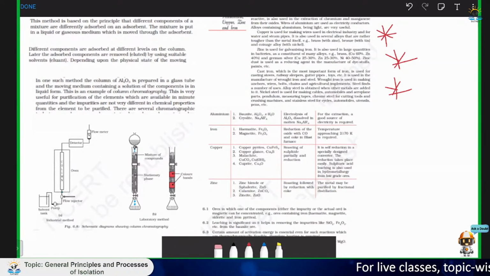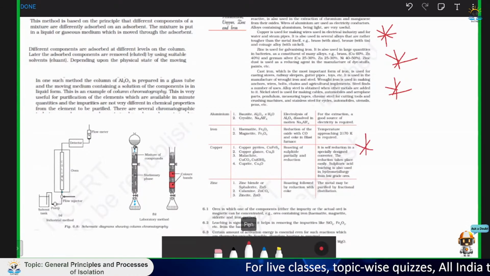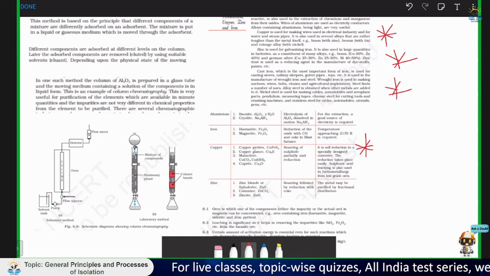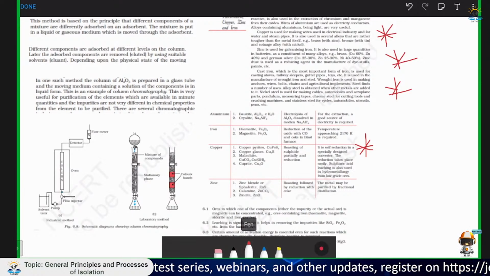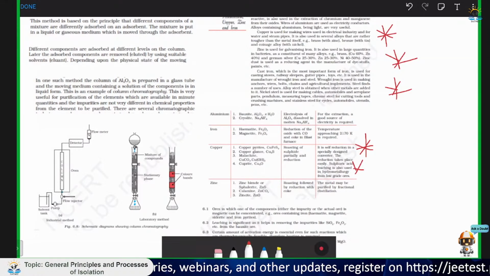My self-reduction thing came up here. Copper, you're going to use the self-reduction. You can use roasting, leaching with copper also, but self-reduction is better. Reduction takes place easily. Sulfuric acid leaching is also used, hydrometallurgy for low grades. The filler point is also important.